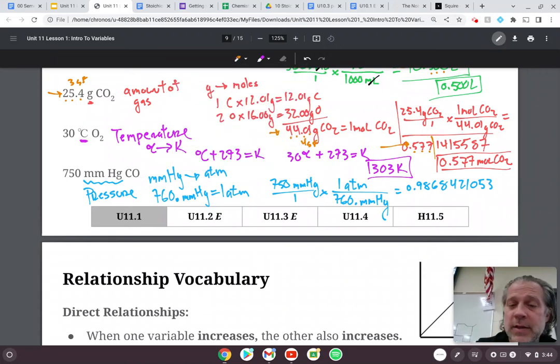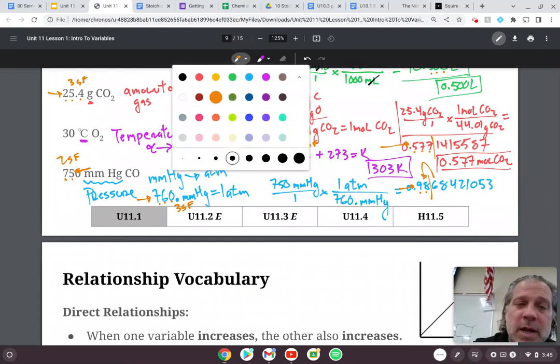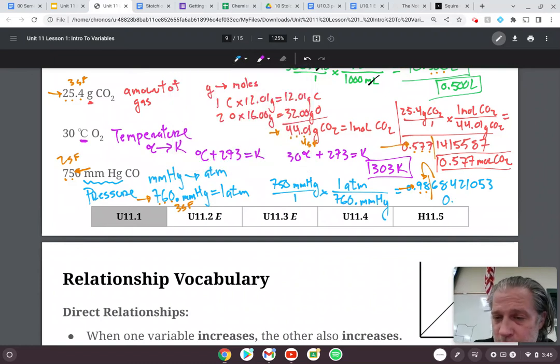Okay, so now in this case, 750, the way it's given to me, does not have a decimal point. So I'm going to draw my arrow this way until I get to that first non-zero digit, count 1, 2. So this has 2 sig figs. 760 does have a decimal point, so I'm going to count 1, 2, 3, so 3 sig figs. So my answer needs to have 2 sig figs. So I'm going to draw this arrow coming in here and count 1, 2. I see that 6 does round that 8 up. So my final answer here is going to be 0.99 atmospheres.